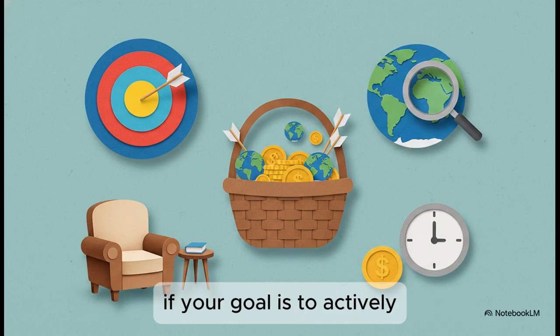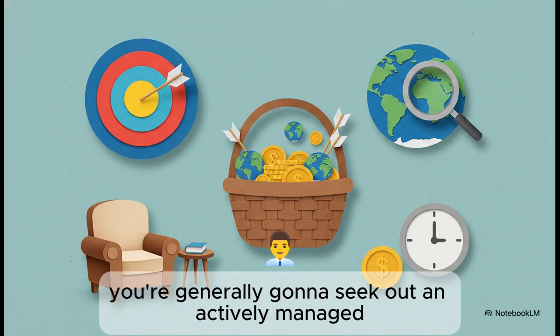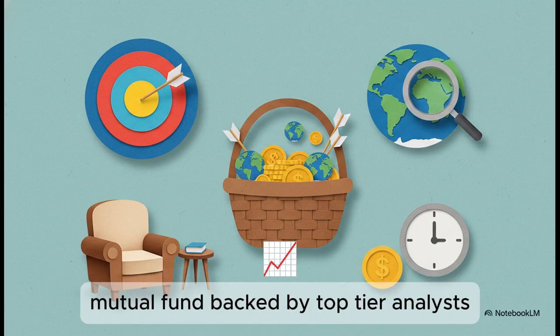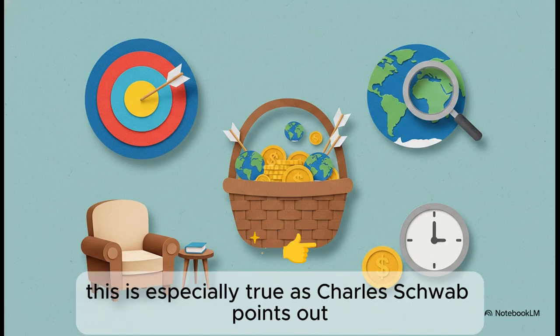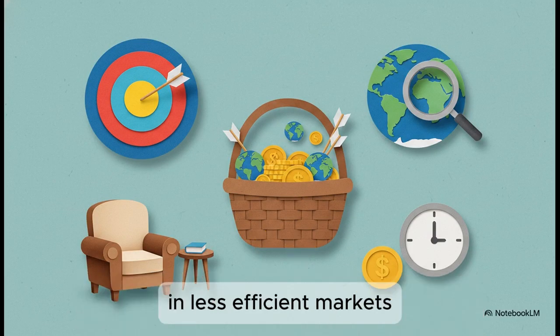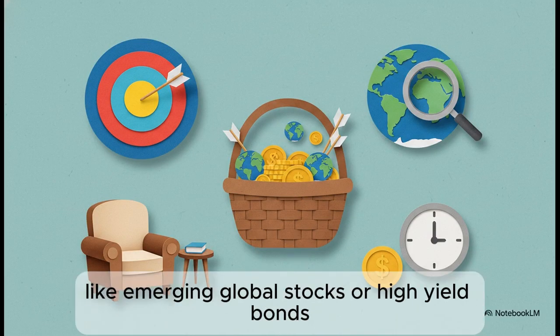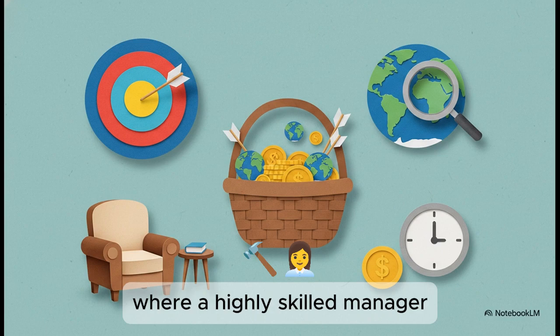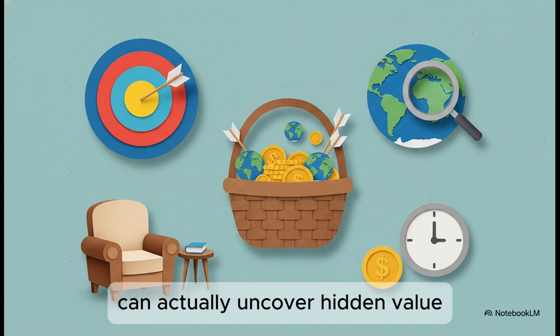If your goal is to actively try to beat the market benchmark, you're generally going to seek out an actively managed mutual fund backed by top-tier analysts. This is especially true, as Charles Schwab points out, in less efficient markets, like emerging global stocks or high-yield bonds, where a highly skilled manager can actually uncover hidden value.